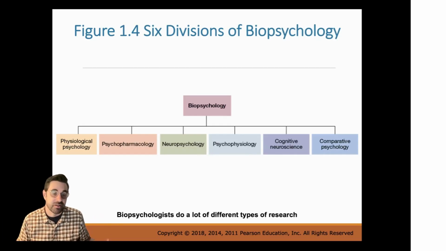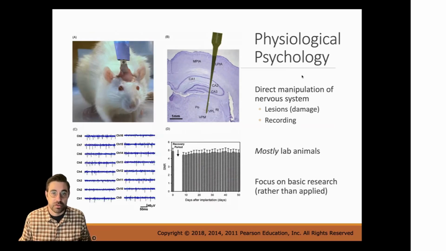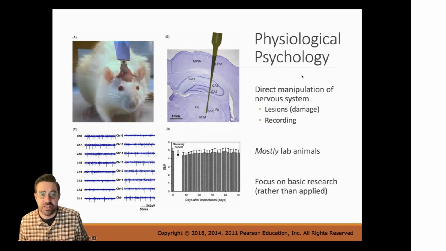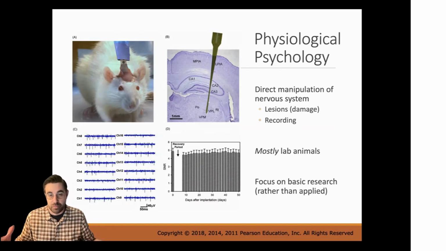So when we talk about neuropsychologists, what they do is actually quite different from psychophysiologists or cognitive neuroscientists. Their work in biopsychology is quite different, even though the names sound pretty similar. So we're going to walk through each of these and then take some time, flashcards, answering questions, that kind of thing, to try to differentiate these the best way that you can.